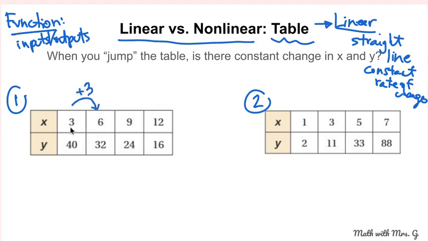So when I go from 3 to 6, I add 3. When I go from 6 to 9, I also add 3. When I go from 9 to 12, I add 3.